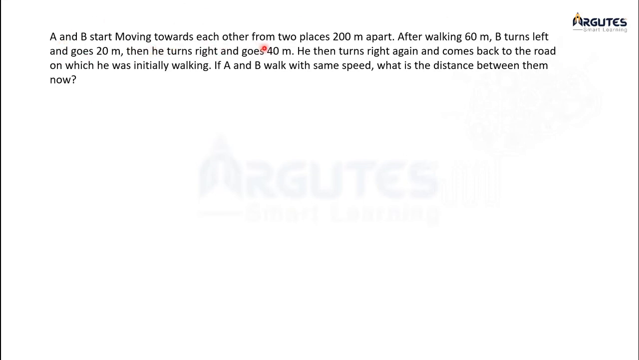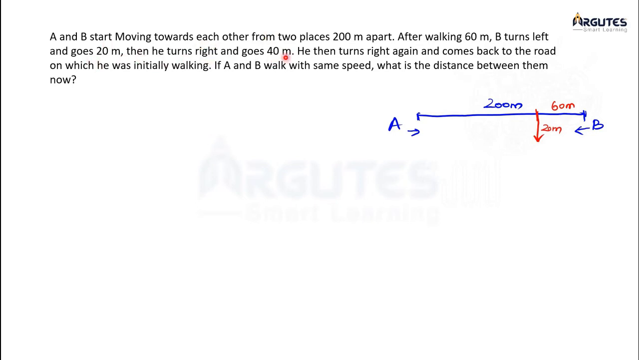A and B started moving towards each other from two places which are 200 meters apart. So now 200 meters apart. Okay. So let's consider here this is A and this is B. A is moving this direction and B is moving in this direction. Moving towards each other. After walking 60 meters, B turns left. Now, so B is moving in this direction. After walking 60 meters, he turns left. Left hand side, it is anti-clockwise direction. So this way. While moving in this way, your anti-clockwise direction is this. So it turns left and goes 20 meters.